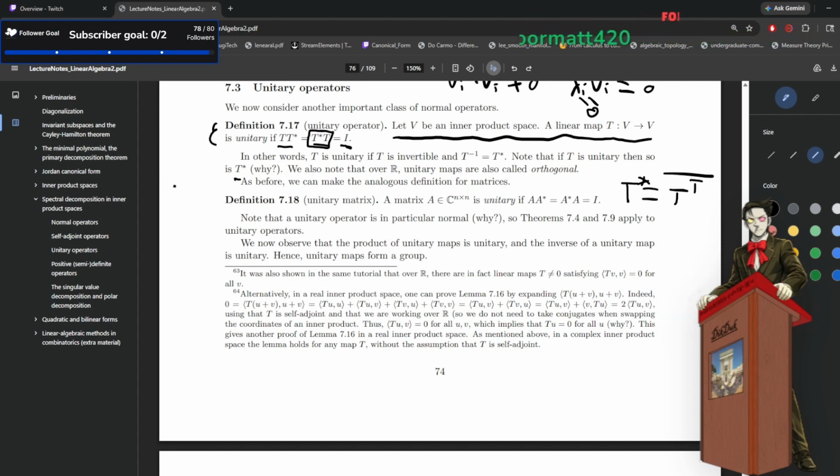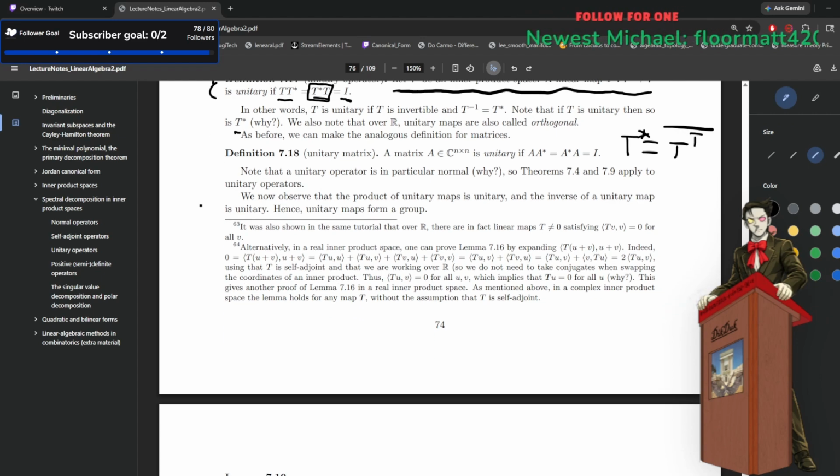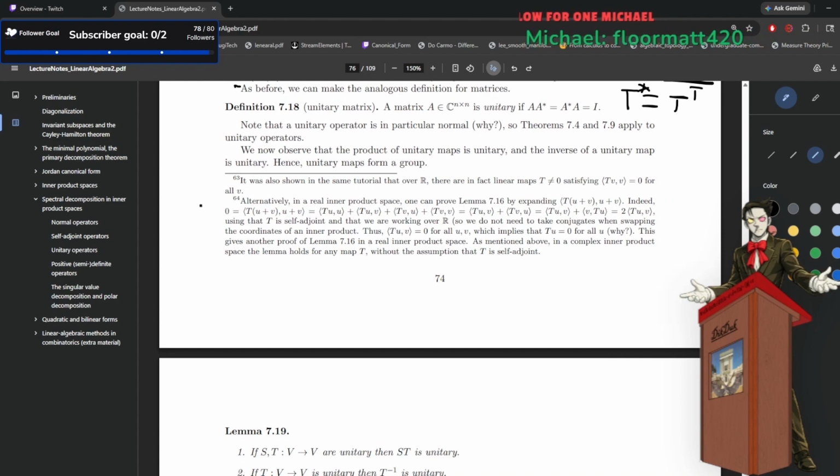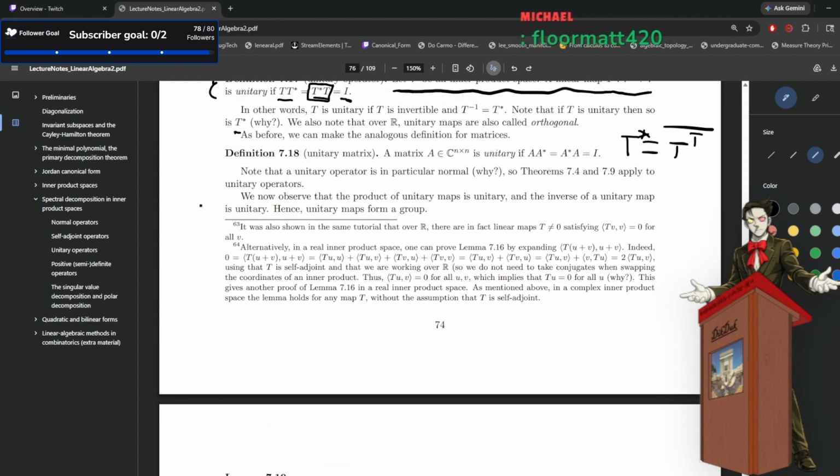Let's continue. We also know that over the real numbers, unitary maps are also called orthogonal. As before, we can make the analogous definition for matrices. Definition 7.18, a unitary matrix. A matrix A with complex entries of size n by n, i.e. a square matrix, is unitary if A star A is equal to A A star, which is equal to I. Now, this is typically quite convenient.